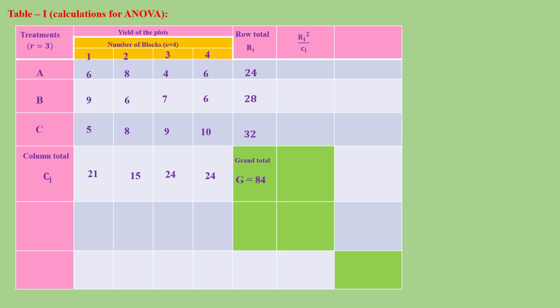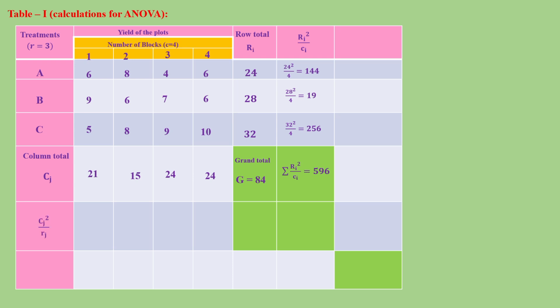Next Ri square by Ci, right? R1 square by C1, 4. So 24 square by 4, 144. 28 square by 4, 196. 32 square by 4, 256. Similarly column. So take the summation sigma Ri square by Ci, that is equal to 596.